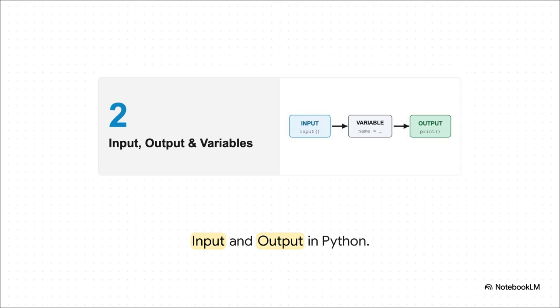In Python, input is the data you type in on your keyboard. We use a special command simply called input. When Python reads this command, it literally pauses the program, it holds its breath, and waits for you to type something and hit enter. The process is whatever the computer ends up doing with that information, and the output is what it shows back to you on the screen using the print command.